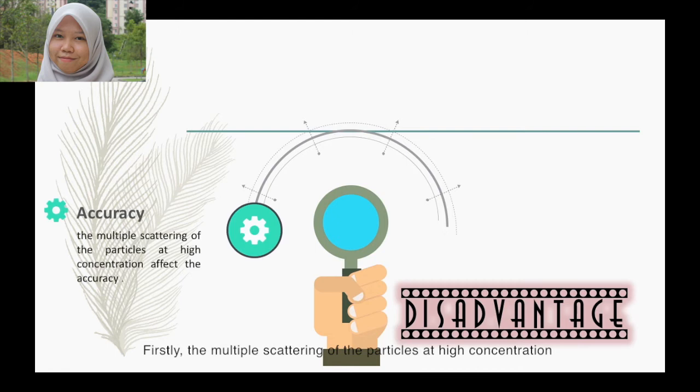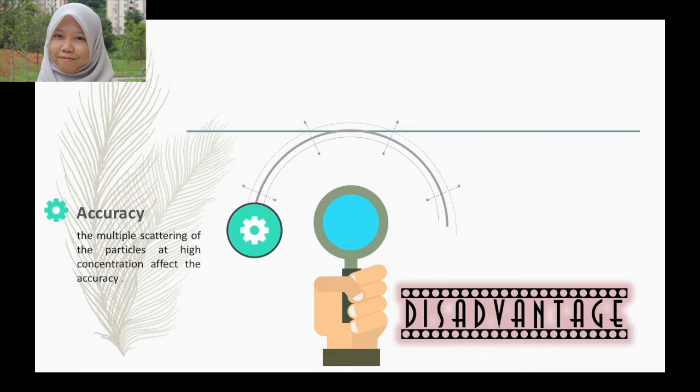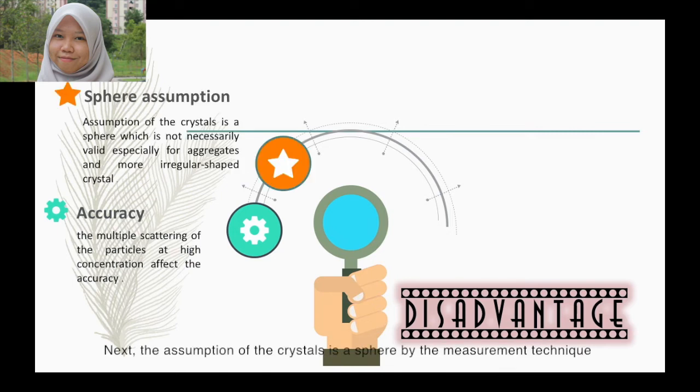Firstly, the multiple scattering of the particles at high concentration affects the accuracy of the particle size distribution measurement. The fine particles may hinder the laser beam from reaching the coarse particles. Next, the measurement technique assumes the crystal is a sphere, which is not necessarily valid, especially for aggregates and more irregularly shaped crystals.